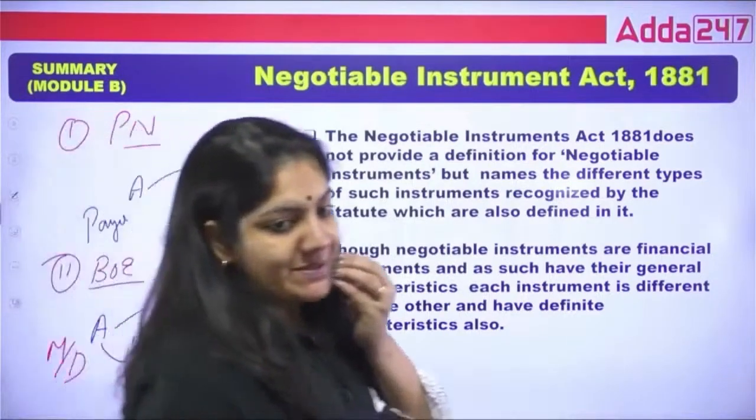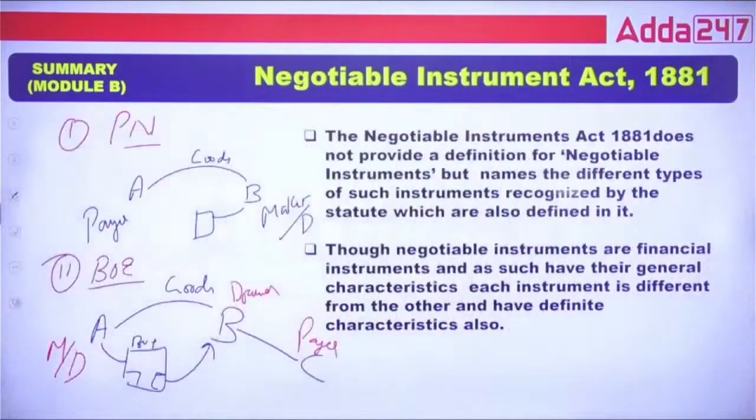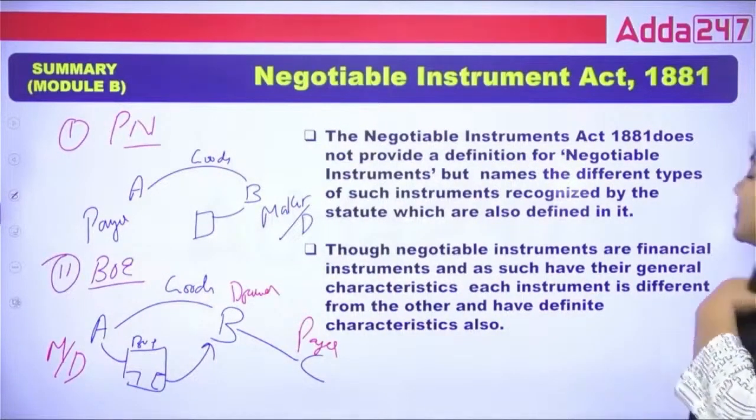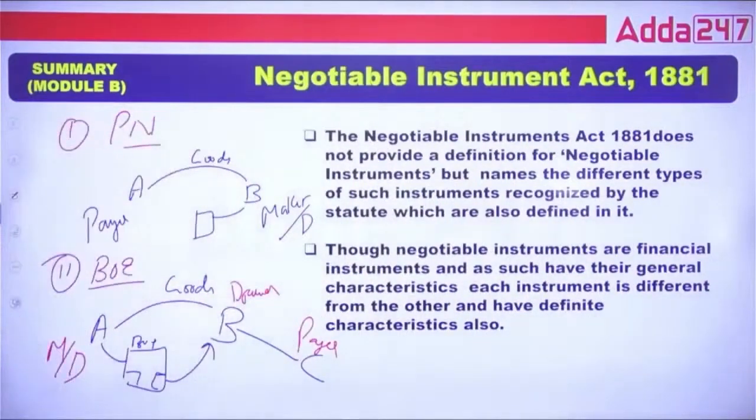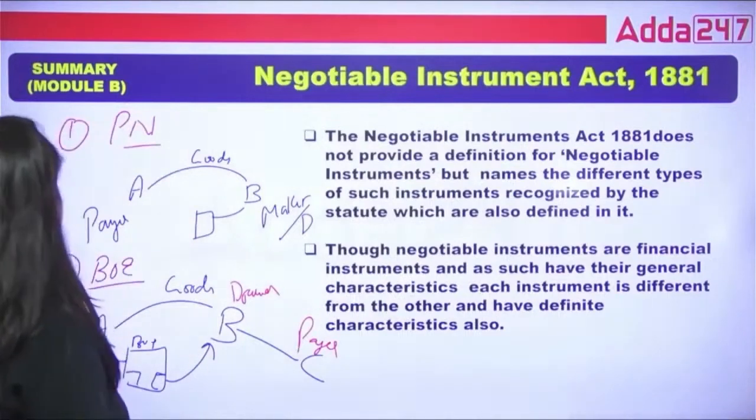A very important segment, class. This is very, very important. Negotiable instruments. Is that okay? Done? And the last one is the check.